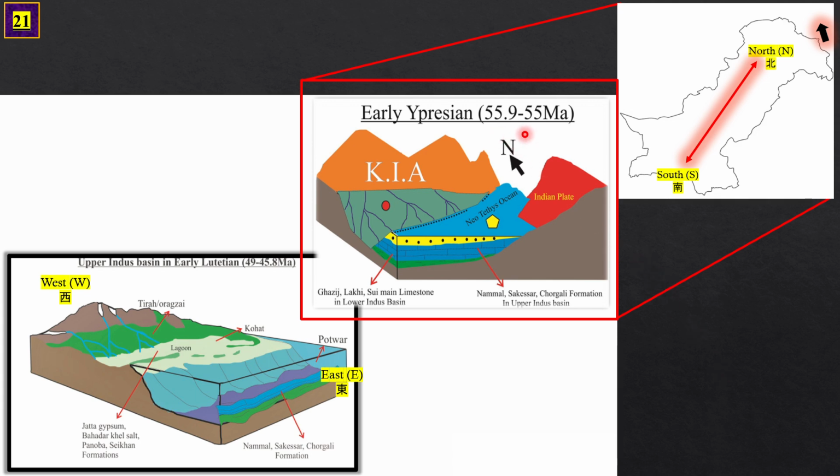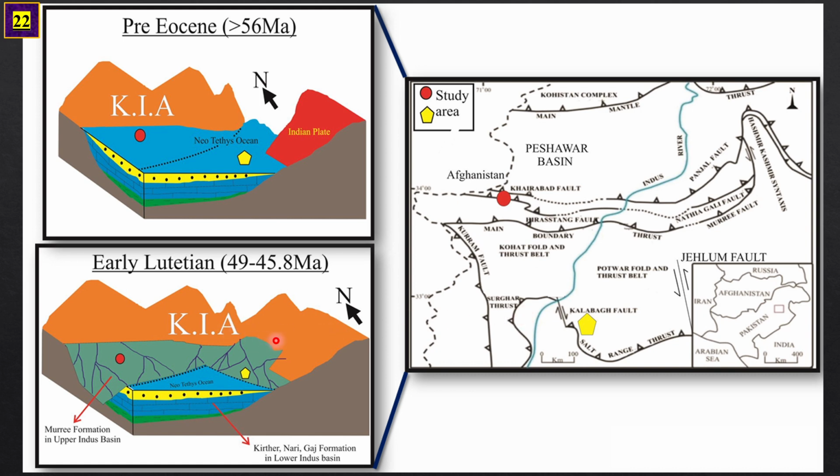In 55 million years, the northern side is collided, while on the southern side deposition continues, like Namasakesa, Chorgali, Eocene rocks, Gazij, Lake, Sui limestone in the lower Indus Basin, and this is the upper Indus Basin. Eocene rocks are still forming. At 56 to 49 the north is still closed, and the west to east direction is closed, but the lower Indus Basin starts deposition of carbonate, Tethys Ocean deposition like Kirtanari, Gaj formation.